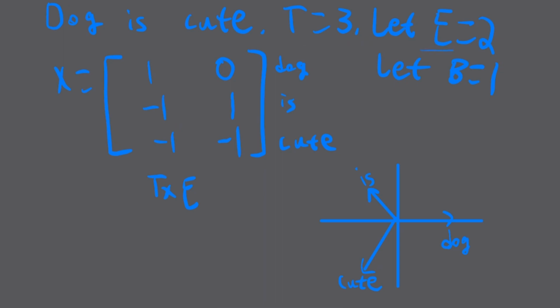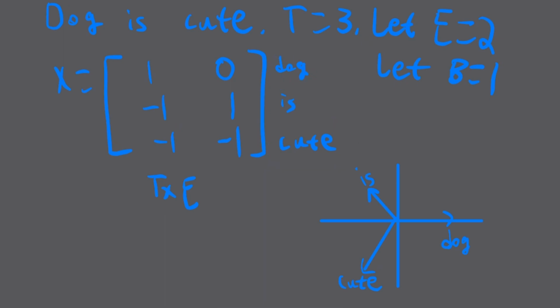And let's say E equals 2. So every token would be represented with a vector of size 2. And this is our input X. That is that T by E tensor that is fed into the attention's forward method. And we can see that the first row is for dog, the second row is for the word is, and the third row is for the word cute.